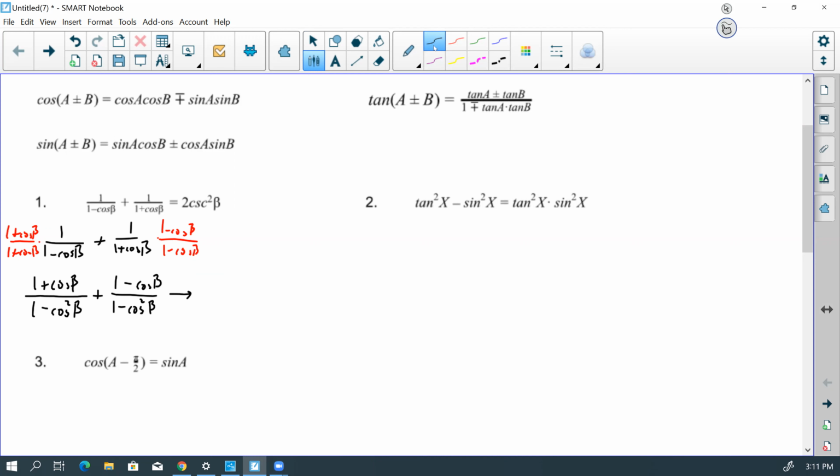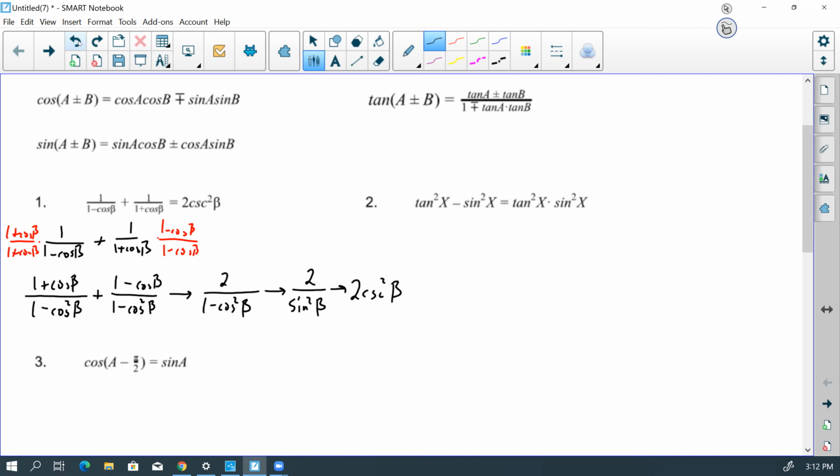The denominator stays the same, but in the numerator, the cosine plus negative cosine cancel out, and 1 plus 1 is 2. Well, how am I going to get 2 times the cosecant squared? Well, 1 minus cosine squared is the same thing as sine squared. And if you divide by sine squared, that's the same thing as multiplying by cosecant squared. So that is the proof.